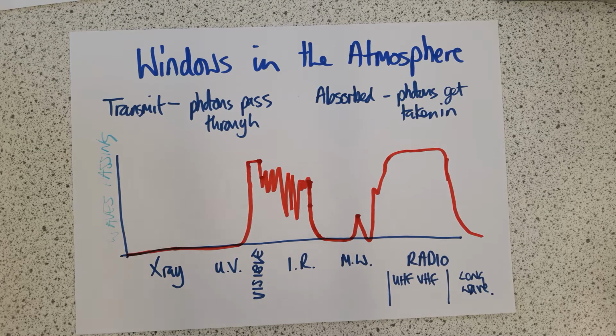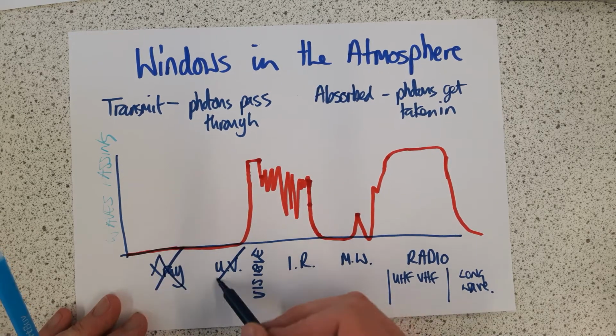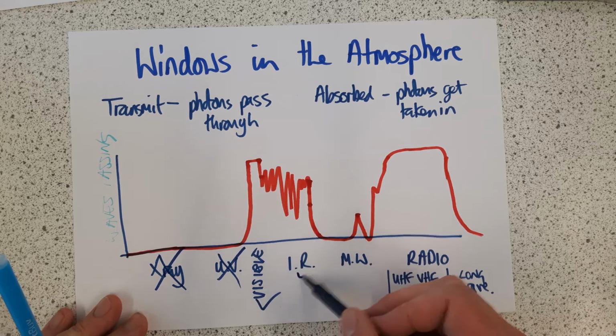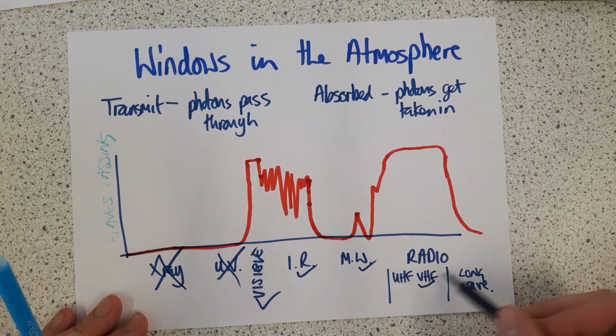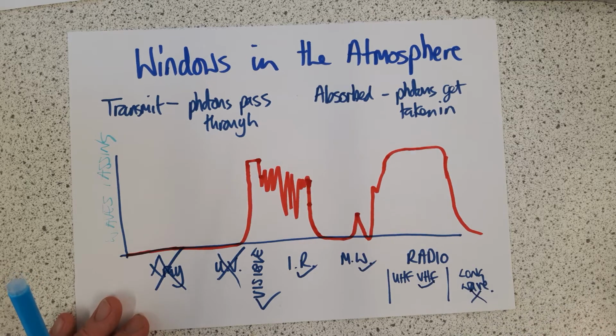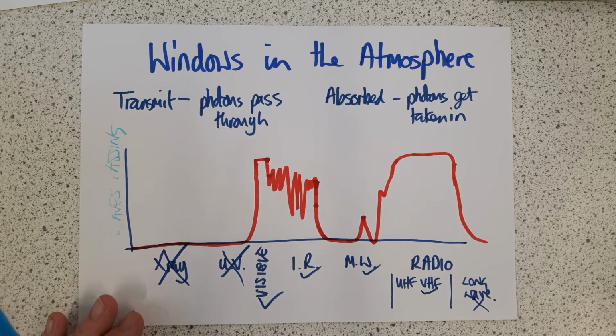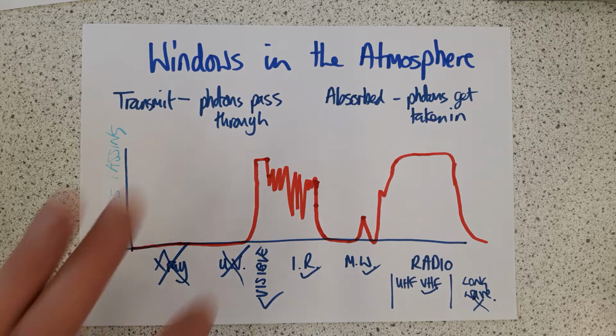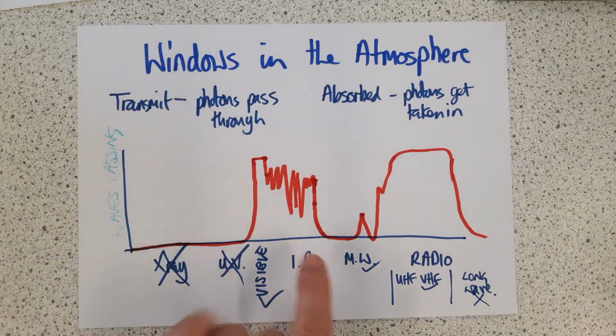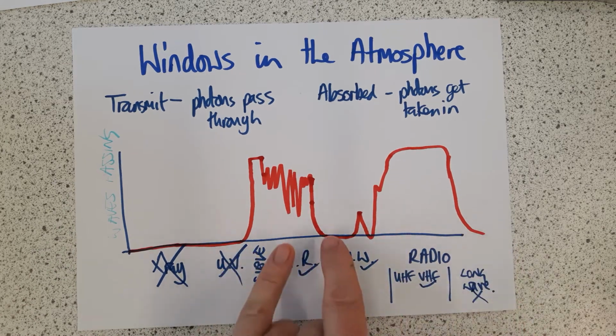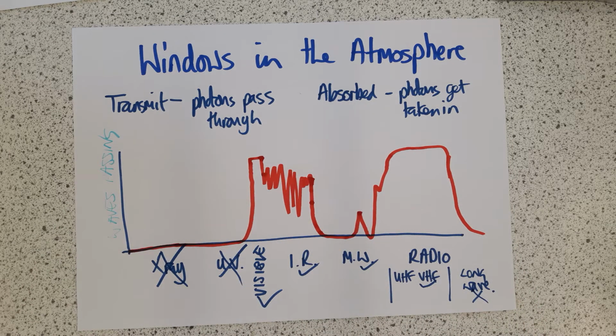So you can see that when we look through the Earth's atmosphere, we're not going to be able to look at any X-rays or ultraviolet. We can look at visible, some infrared, some bits of microwave, and some bits of radio, and others not. Now, this is purely a function of the fact that the Earth's atmosphere will absorb certain frequencies of photon. So most of our astronomy is taking place with radio waves, visible, and bits of infrared. If we want to look at X-rays and UV, then we have to put our telescopes outside the Earth's atmosphere.